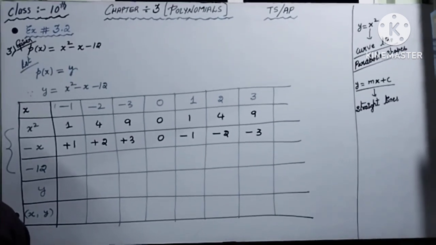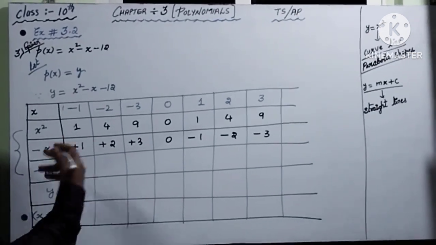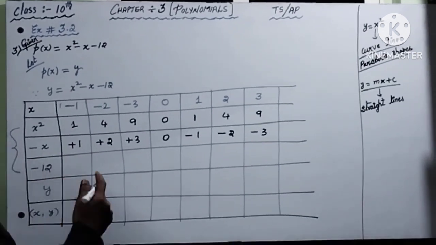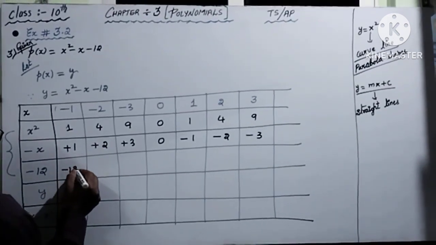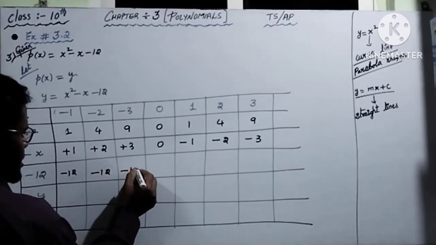Any doubts? The next step. This minus 12 is a constant term, so write minus 12 as it is. Minus 12 as it is, right. The constant term you have to keep as it is.